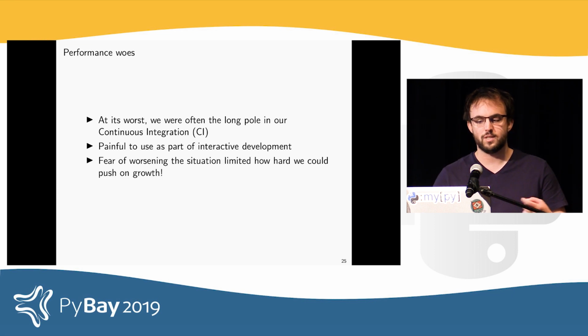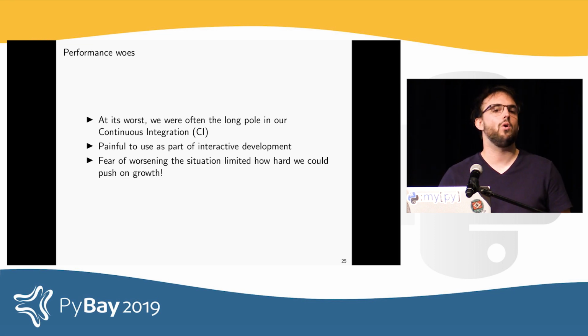And fear of worsening this situation limited how hard we could push on growth. You know, if you're at 1 million lines of code and it's taking 5 minutes to type check, that's already pretty bad. And so, like, well, maybe we don't want to add another 3 million lines of code if it means that this tool is going to take 20 minutes to run.